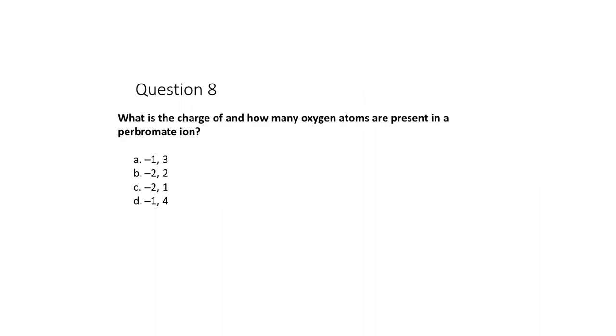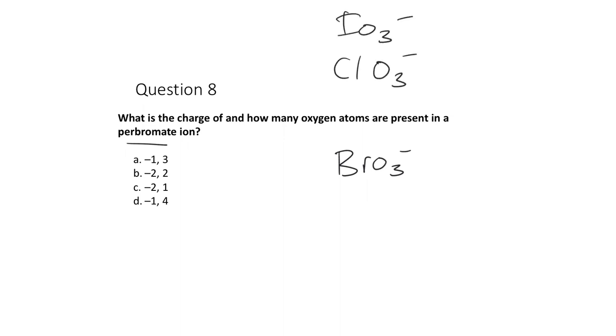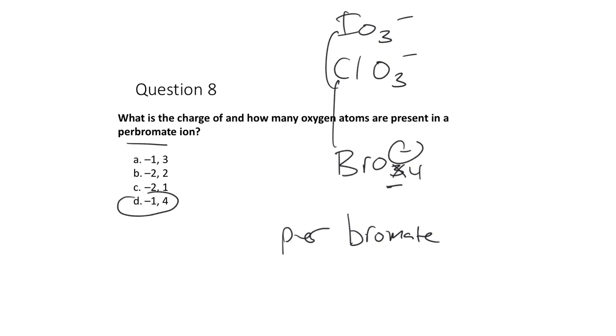What's the charge and how many oxygen atoms are present in perbromate ion? Well, bromate is BrO3-. It's just like chlorate, ClO3-. Iodine does this too. So we get this systematic behavior for the halogens. So 3, this would be bromate. So if you add an O, go to 4, then that would become per. So perbromate would be 4 oxygens with a -1 charge. So we've got to memorize the charge, memorize what bromate is, understand adding an O goes to per.